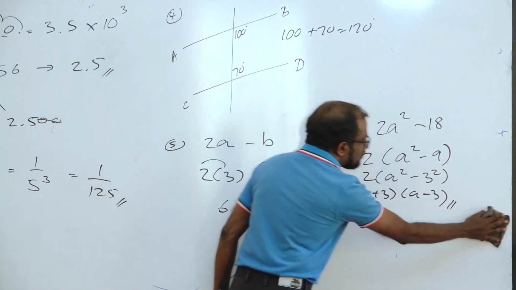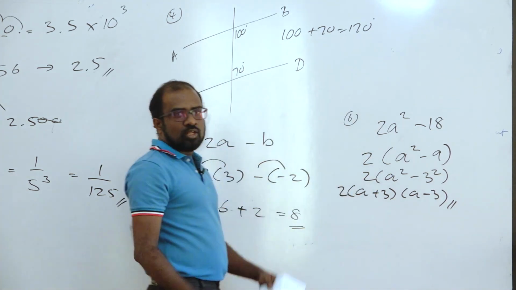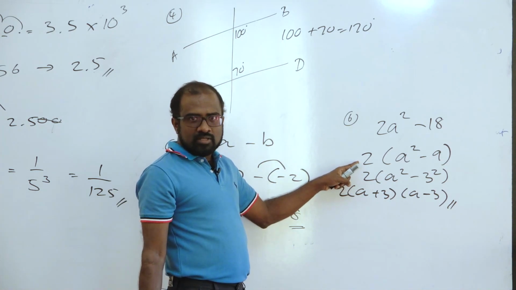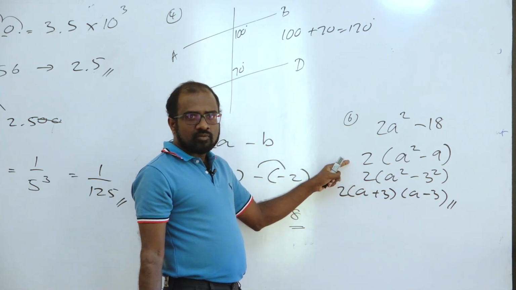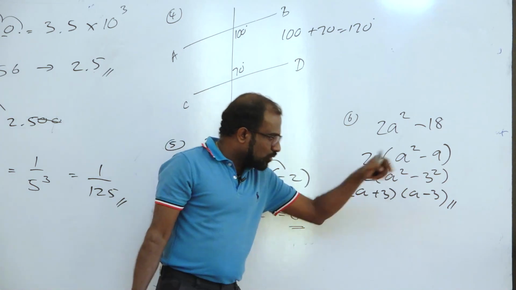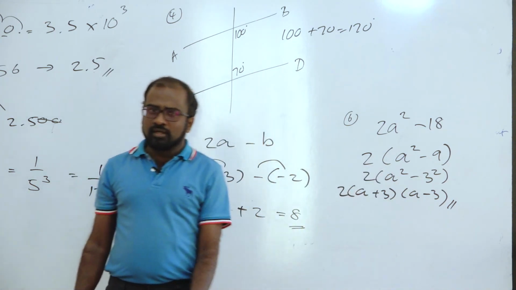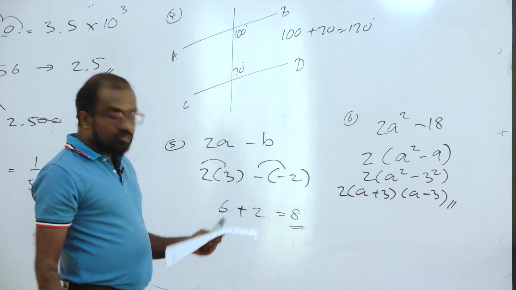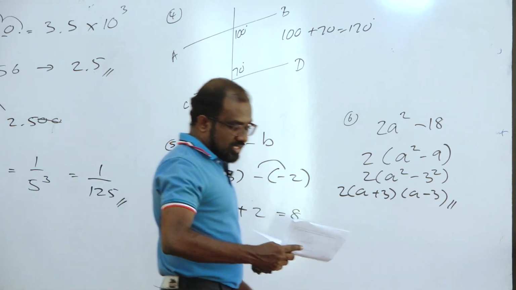Most of the children had stopped the sum from here. But still 1 mark will be given. First step, to get the full marks, you have to complete up to here. Correct? Right. Complete the first page, children, the 6 sums on the first page.